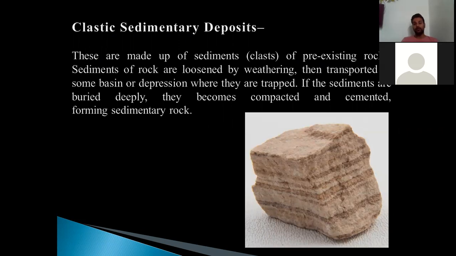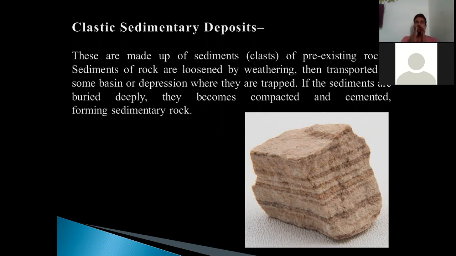So clastic sedimentary rocks or deposits are made up of sediments. They are also called clasts, hence the name clastic sedimentary deposits. These clasts are of the pre-existing rock. You must understand that there has to be a pre-existing rock from which the sediments will develop. These sediments are loosened by weathering. Weathering is the chief process behind the formation of these sediments or clasts. Without weathering, you will not get any kind of sediment of the pre-existing rock.